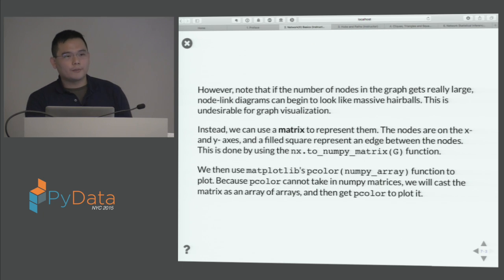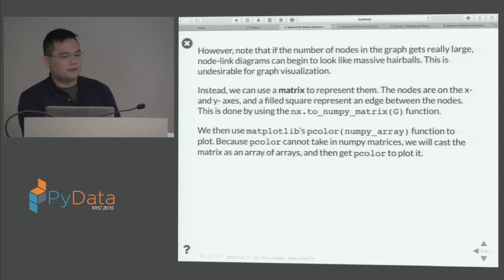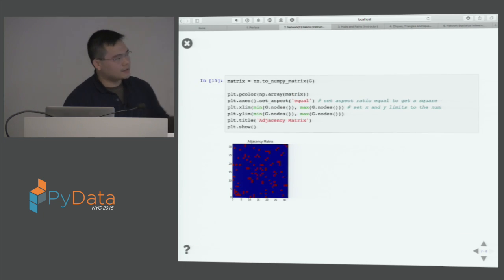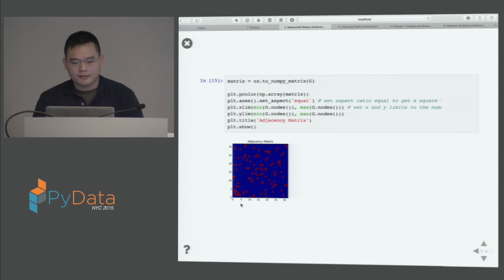So another way of visualizing the network is to use a matrix. A matrix representation looks something like this over here, in which on the x-axis you list all of the nodes, and on the y-axis you list all of the nodes. And with a 1 or 0, let's say it's an unweighted network, you can indicate whether a relationship exists or not.